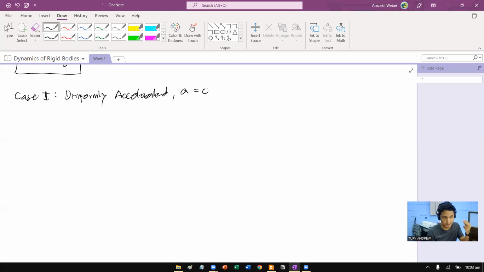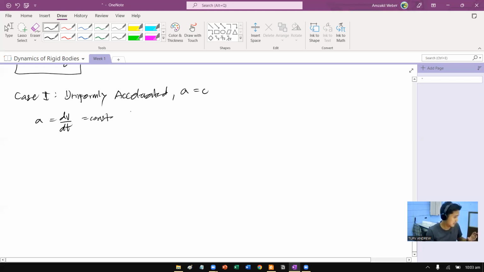Or pwede lang sila try tayo. Let's start with a dx equals v dv, using the chain rule to derive. So, derive tayo sa a equals dv dt. A is dv over dt. This is constant.